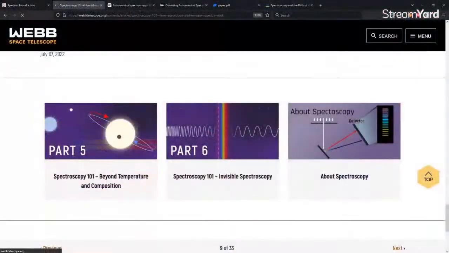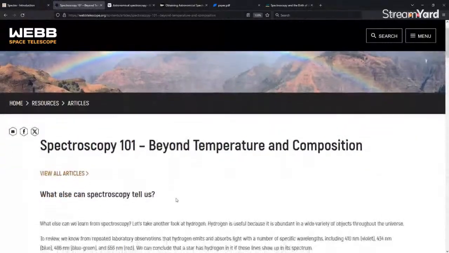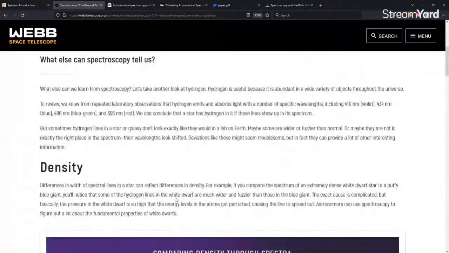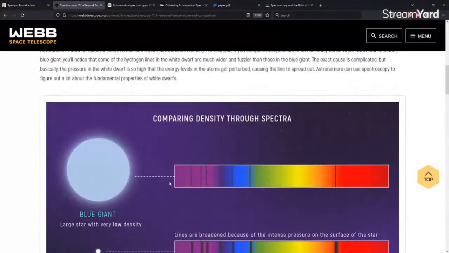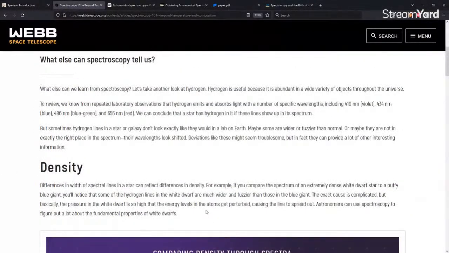So that's got it. You going back? Hang on, let me go there too. Yep, all right. Beyond temperature and composition, I thought this was neat. Go back to that word, density. You're going kind of fast. Well, I wanted to get to the image because the image looks neat. Yes, so density.